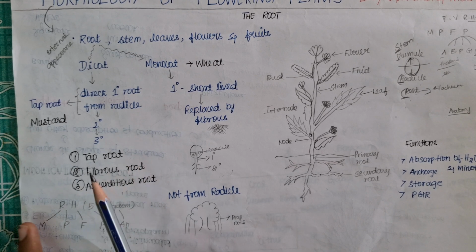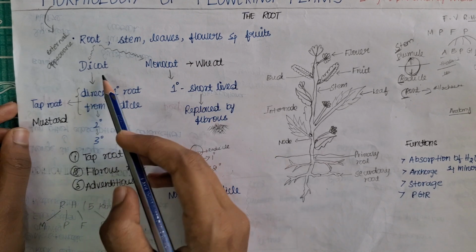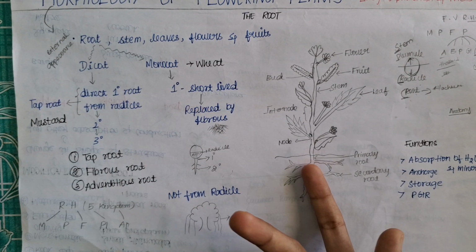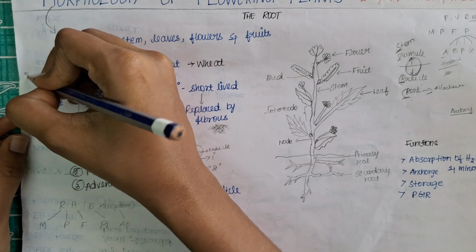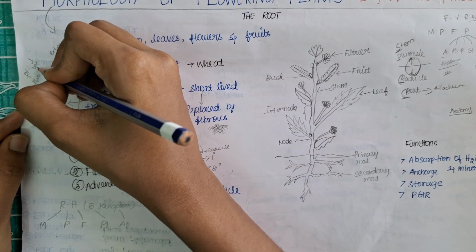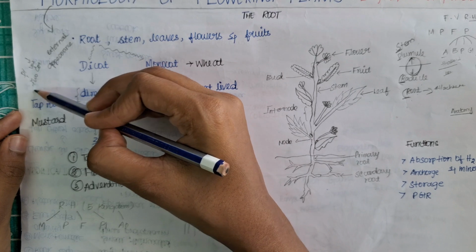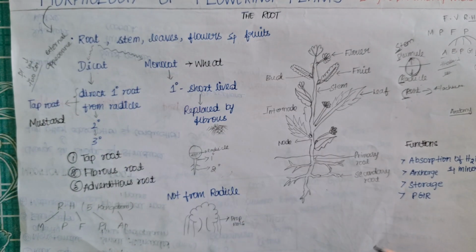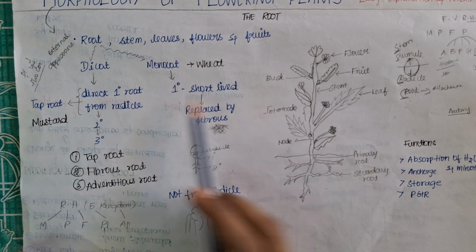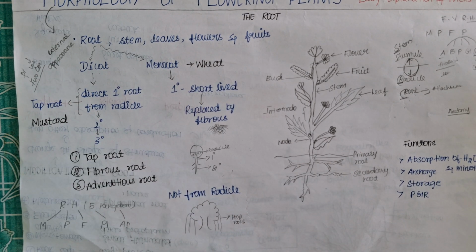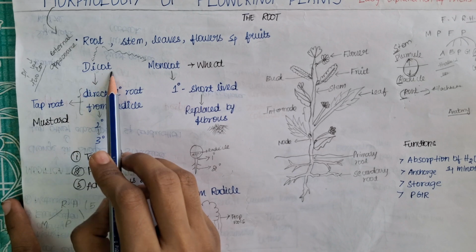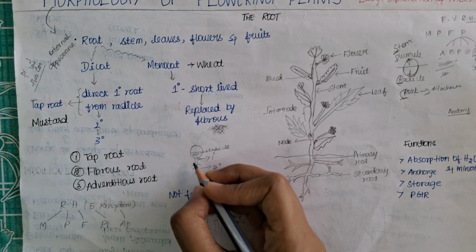Now what is your tap root? This tap root is usually seen in your dicot plants. What are dicot plants? Di means two, cot means cotyledons, right? So whenever we have two cotyledons, in case of your mustard, beans, peas, these are called your dicot plants, as everyone knows. So taproot will be mostly seen in which plants? Dicot plants. Now what does this taproot look like?